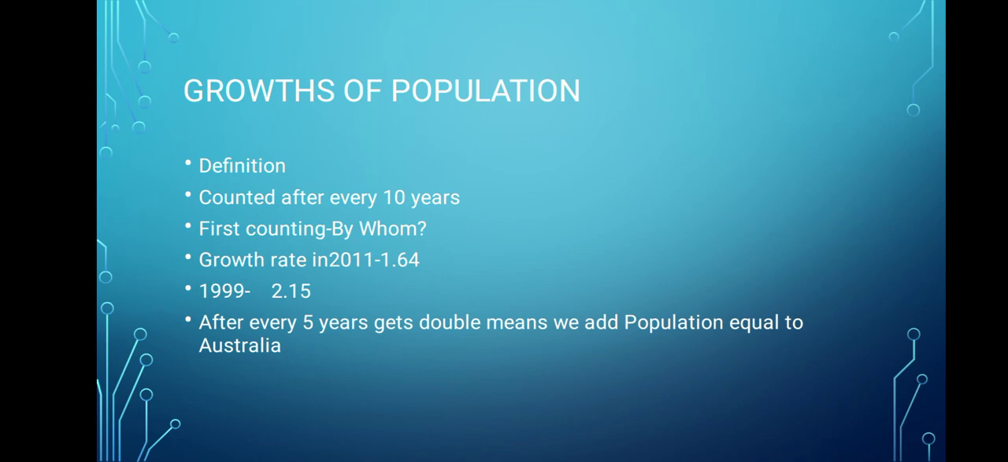The growth rate in 2011 in India was 1.64, while in 1999 it was 2.15. After every 35 years, the population of India gets doubled. The point to be noted is that in every 35 years, this increase is equal to the total population of Australia. It means in every 35 years we add a new Australia. Every year we add the population of Australia to India's population.